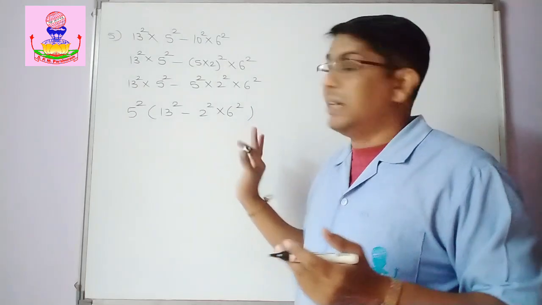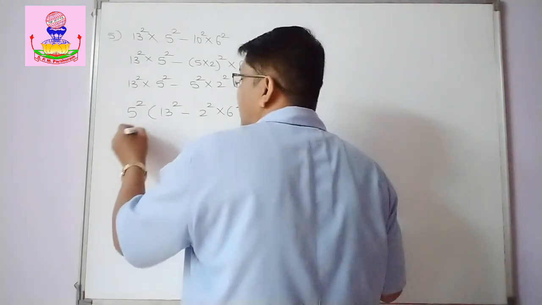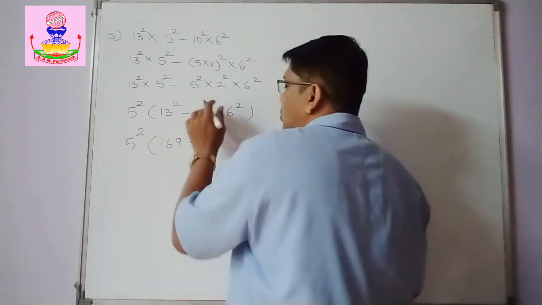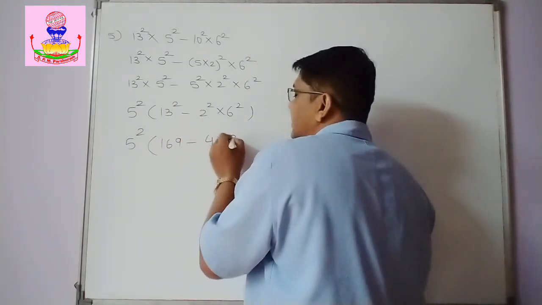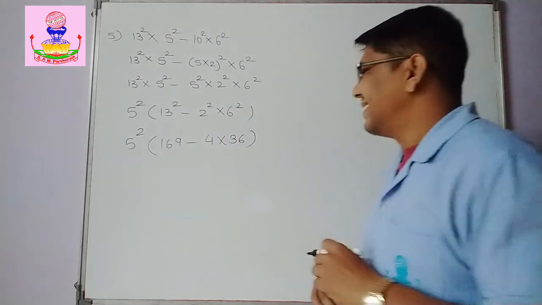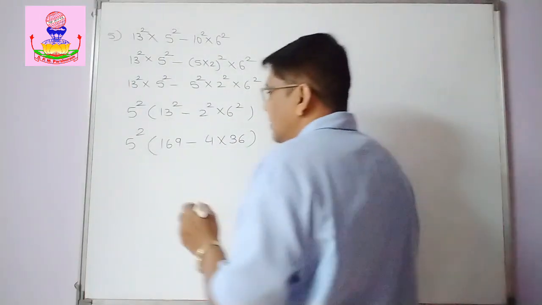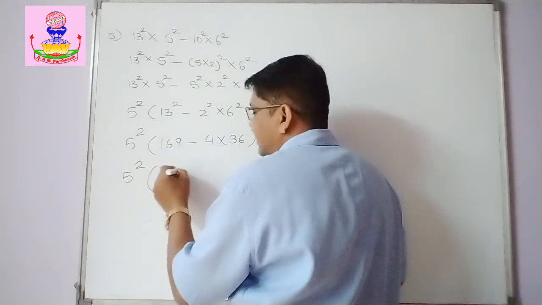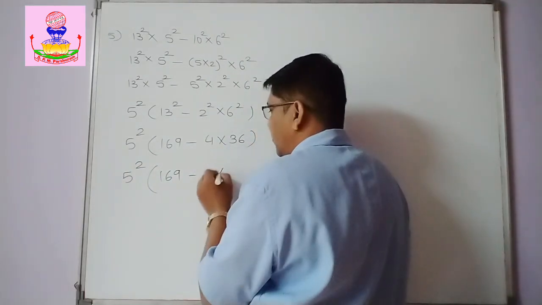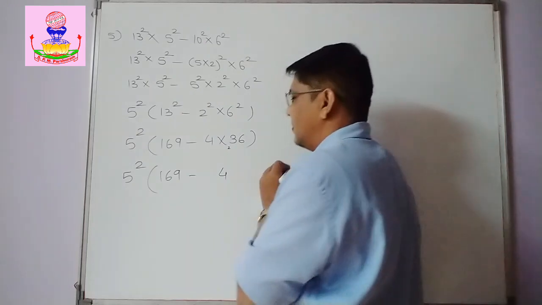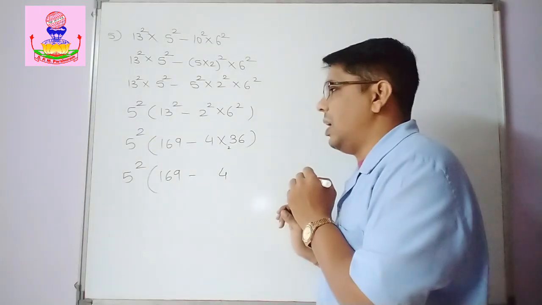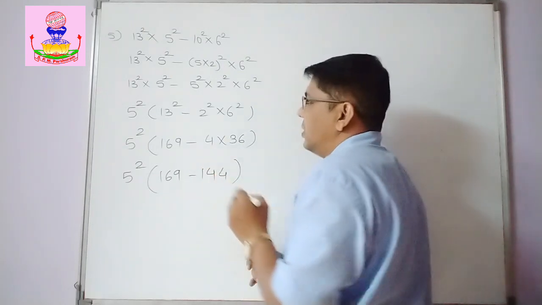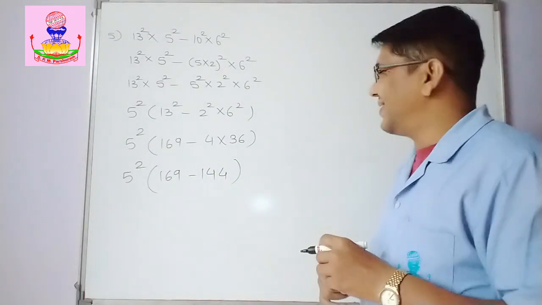Now there is no alternative, you have to find the squares. So 5 square into, 13 square is 169, minus 2 square is 4, 6 square is 36. Now 5 square in bracket 169 minus, 6 4s are 24, 2 carry on, 4 3s are 12, 12 plus 2, 144.